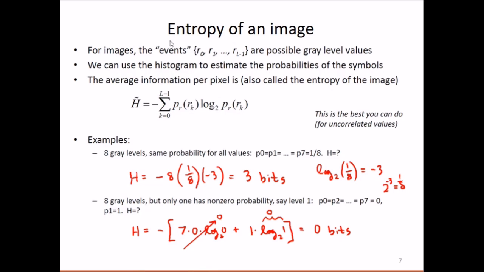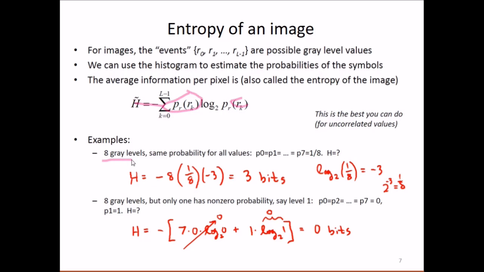So this is entropy. For images, the events r0 to r(L-1) are the possible gray level values. We can use the histogram to estimate the probabilities of the symbols. So the average information per pixel, which is also called the entropy of the image, is H = minus the sum of p(r_k) log base 2 of p(r_k), where p(r_k) is the probability. I'll show you with an example what the value of H, the entropy or the average information per pixel, will be.